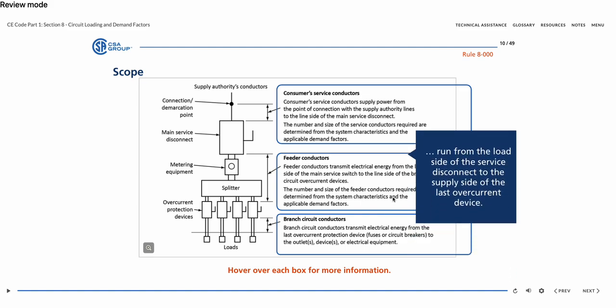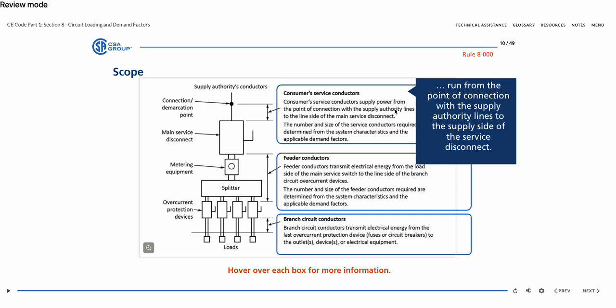Feeder conductors run from the load side of the service disconnect to the supply side of the last overcurrent device. Consumer service conductors run from the point of connection with the supply authority lines to the supply side of the service disconnect.